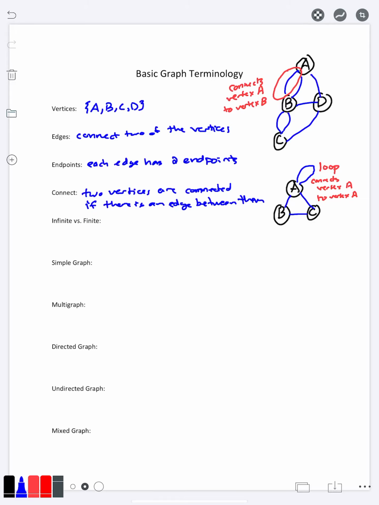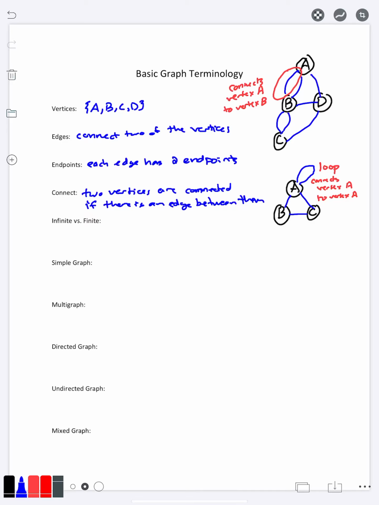Now I do want to point out something really small: in this video we're talking about vertices being connected by an edge. However, later we're going to talk about whether a whole graph is connected, and that's a slightly different concept. So keep in mind that when you say vertices are connected, it means there's an edge between them. When you say a graph is connected as a whole, it means something slightly different.